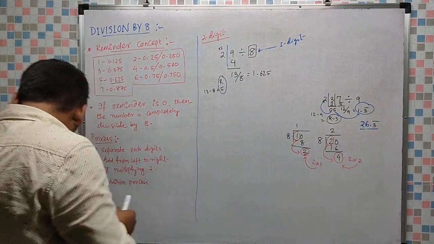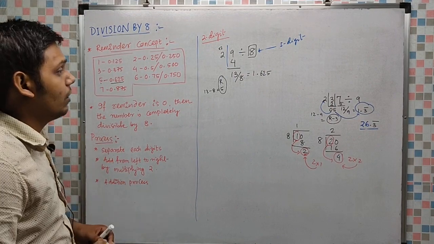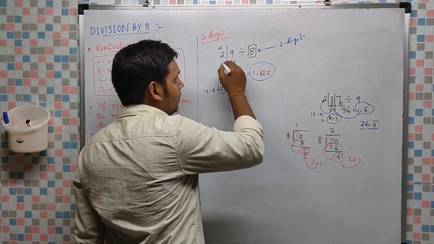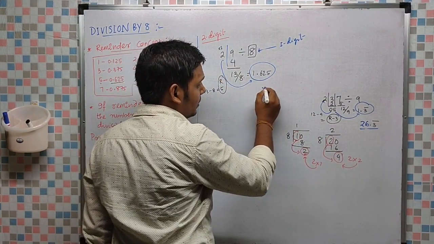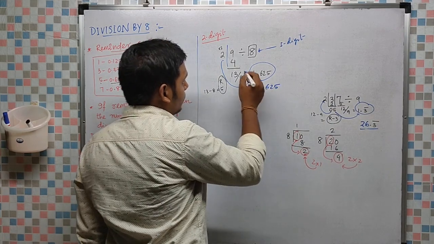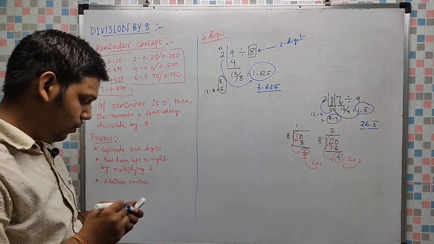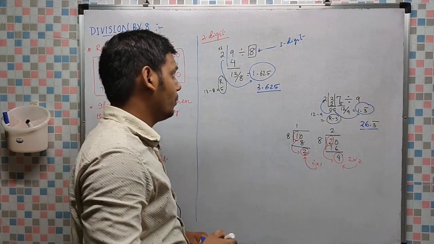Now what I have to do, the addition process. How to do? Like we have done earlier with 9, this will be added with the tens digit. 2 plus 1, and 0.625 you have to write. 2 plus 1, that is 3. The answer is 3.625. Now I can define this in another way also.